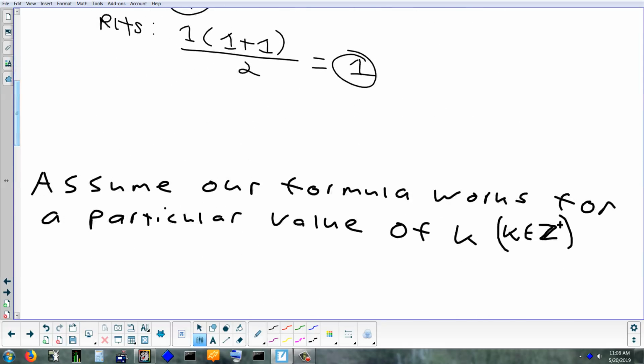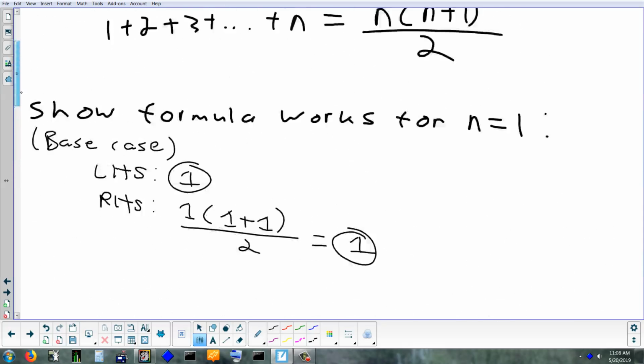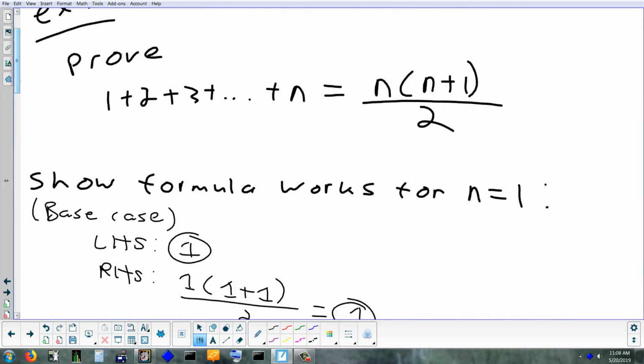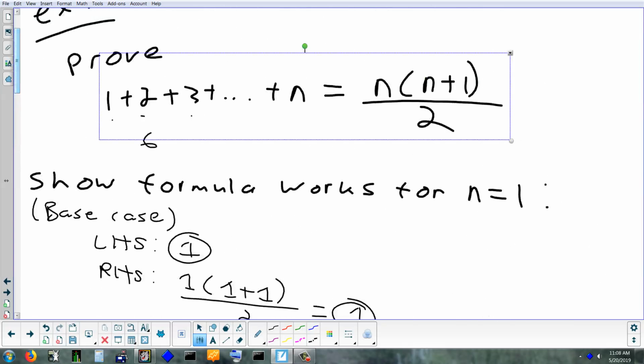All right. So now we get to the assume step. So we can assume that our formula would work for any particular value of k. Now we only checked it for k equals 1. Could I check it for k equals 3 if I wanted? Sure. I'll just do it quick, but I'm not going to do it again. If I add up the first 3, I get 6. If I plug in 3 over here, 3 plus 1 is 4. 4 times 3 is 12. 12 divided by 2 is 6. Okay, so the formula works if you do the first 3.